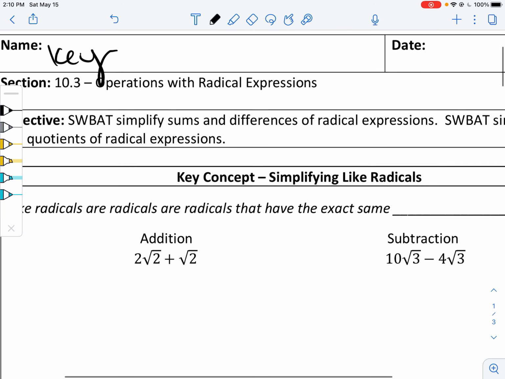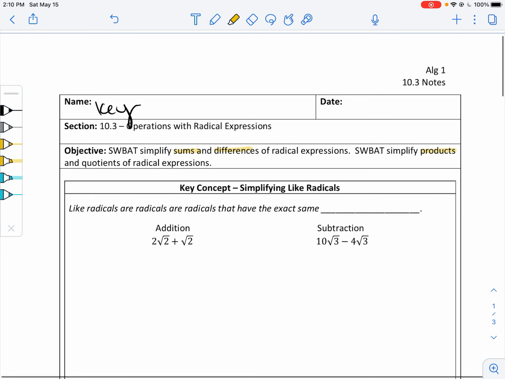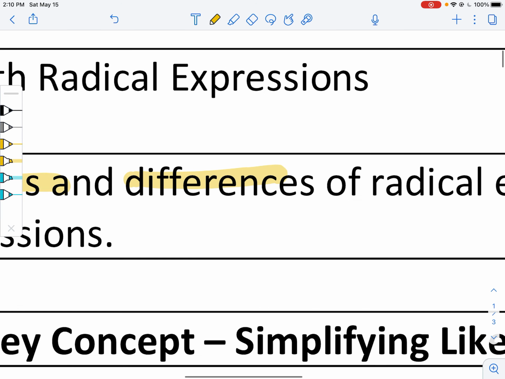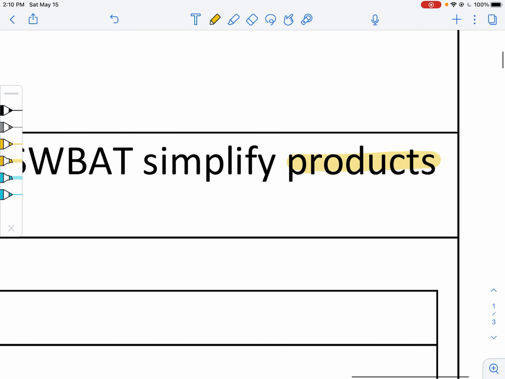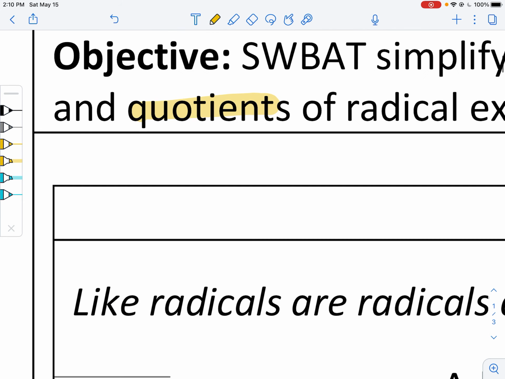By the end of the day, you'll be able to simplify sums and differences of radical expressions, but also products and quotients of radical expressions. Remember that a sum means an answer to an addition problem. Difference is a subtraction problem. A product is a multiplication problem. And a quotient is a division problem.